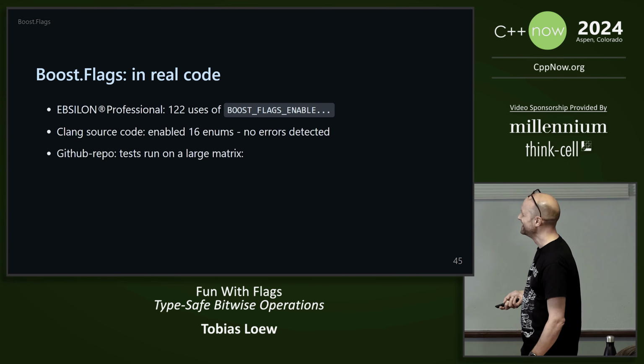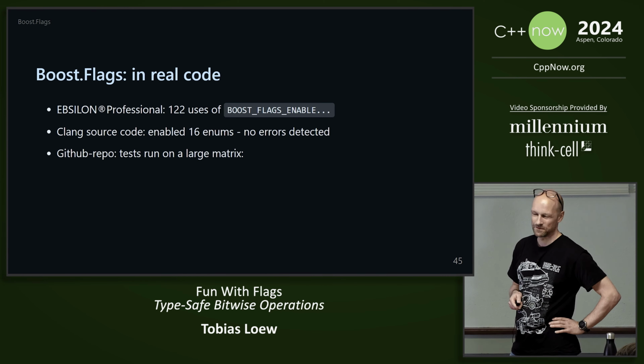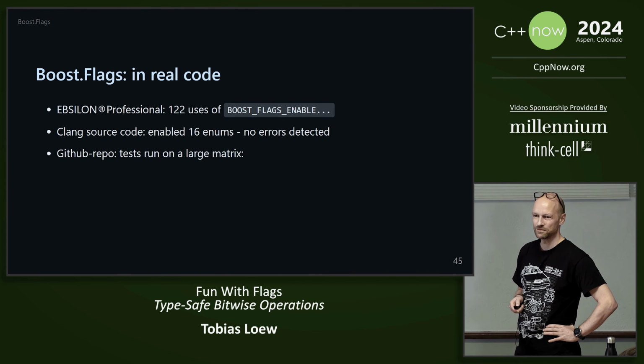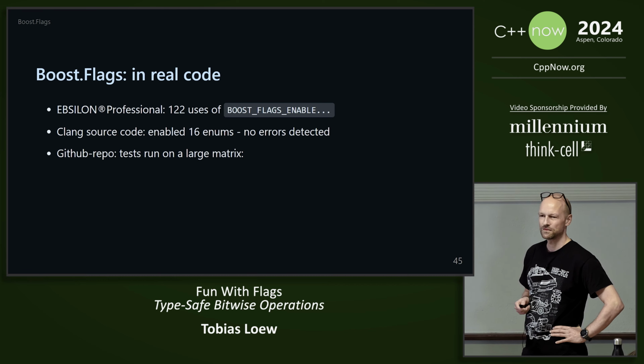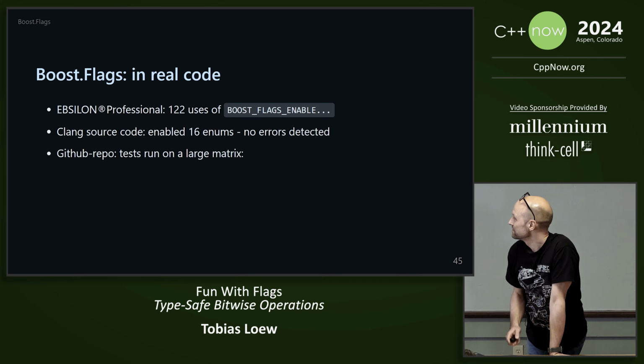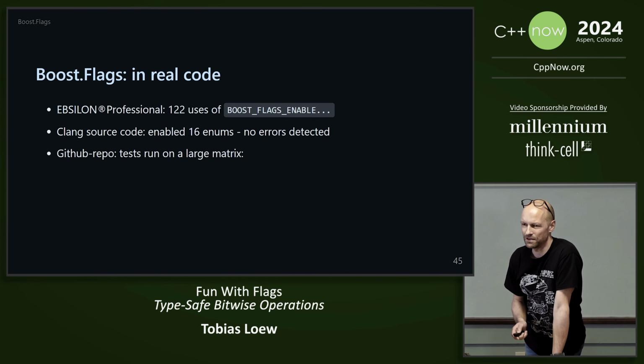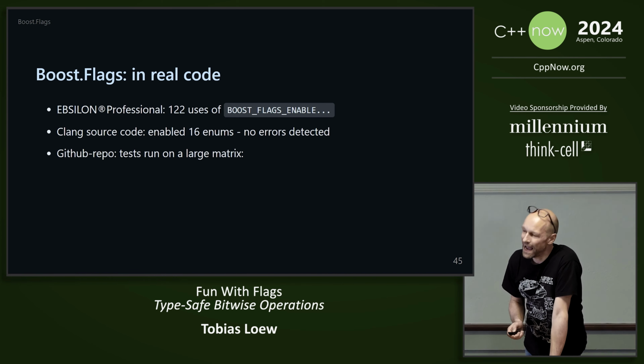So were you tempted to make these optional things into a flag argument to the original macro? Sorry, can you repeat? You have your Boost.flags enable thing, and then you have things that modify it. I don't remember what their names were, but there are other macros, and those look like flags to me.